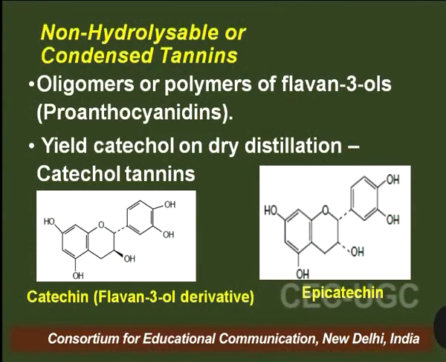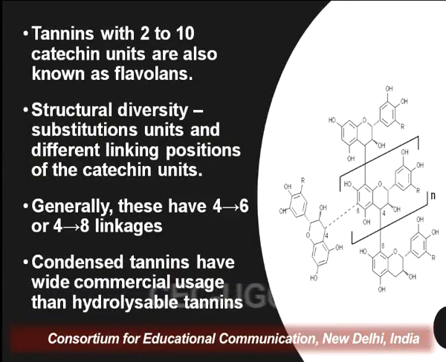Now, the non-hydrolyzable condensed tannins are considered polymers of flavan-3-ol molecules, and since they are polymers of flavan-3-ols, they are also known as proanthocyanidins, because when they are exposed to strong acidic conditions, they break down into flavan-3-ol molecules. These molecules yield catechol when they undergo dry distillation, and therefore they are also known as catechol tannins. Tannins with 2 to 10 catechin units are also known as flavolans.